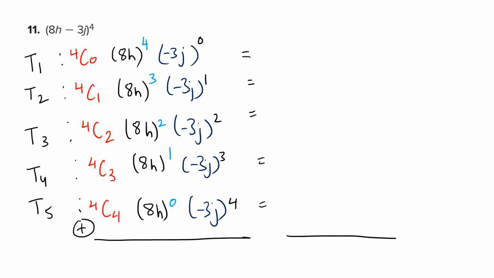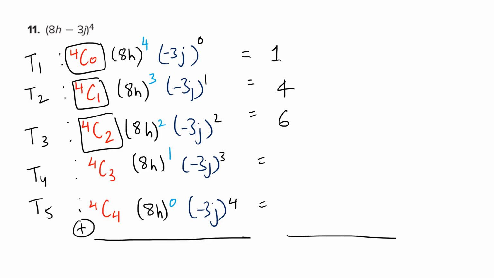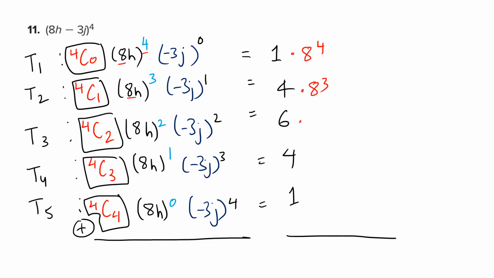Okay, so 4C0 you can put in the calculator. 4 factorial over 0 factorial times 4 factorial, this will come 1. 4C1 will come 4. 4C2 will come 6. 4C3 will come 4, and 4C4 will come 1. Okay. Now again use your calculator carefully. Look at the powers. So 8 to the power 4. Here 8 to the power 3. This is multiplication. 6 times 8 squared. Then 8 to the power 1. Then 8 to the power 0 is 1 only, so I'm writing 1.